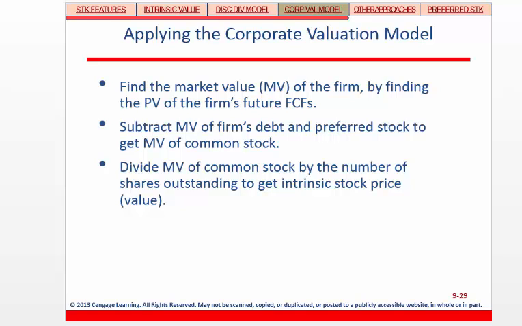Now, say that again. Well, if you think about the right side of a balance sheet, if you need to get common stock, you could take the total value of a firm and then subtract off its debt and its preferred stock, and all that's going to be left is common stock, right? Now, if you've got the market value of the common stock, then you're just going to divide that number by the number of shares outstanding, and voila, you've got the intrinsic stock price.